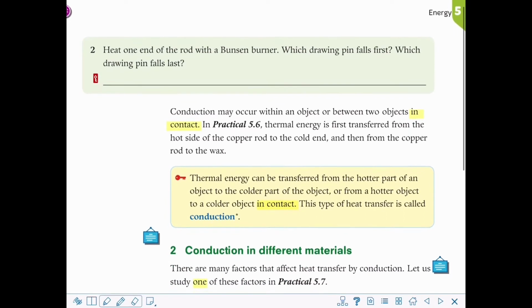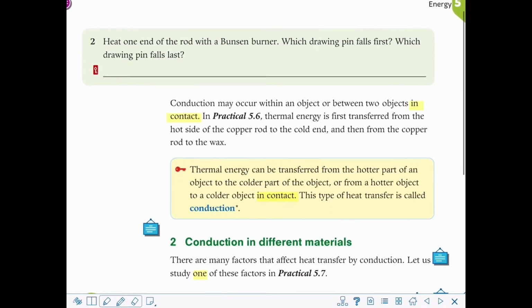Answer the question now. Press the pause button now to stop this video for 10 seconds. Now here is the answer. Heat one end of the rod with a Bunsen burner. Which drawing pin falls first? Which drawing pin falls last? Drawing pin C falls first. Drawing pin A falls last. Let us continue.